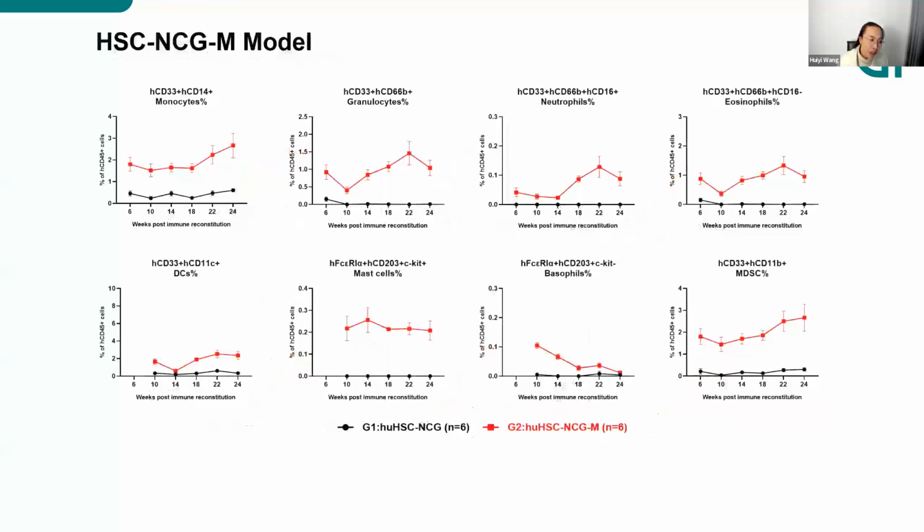We have tested the myeloid cell development, including monocytes, granulocytes, and neutrophils, and all of these myeloid cells are highly developed in the NCGM mice compared to the NCG mice.